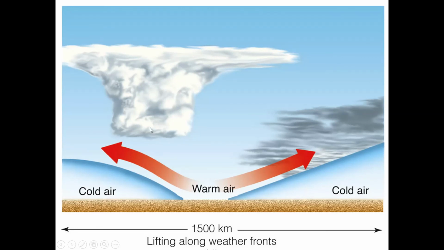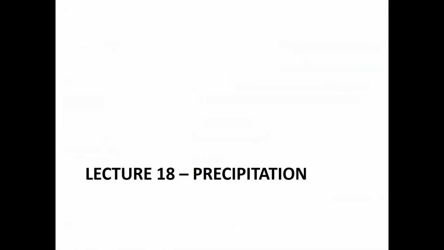So, just to review, there are 4 things that lift air above the ground. And those 4 things are, once again, convection, just warm air rising. Topographic, air being forced up and over a mountain. Convergence, that's low pressure, air converging at low pressure. And then frontal lifting. And so that's it for this lecture.